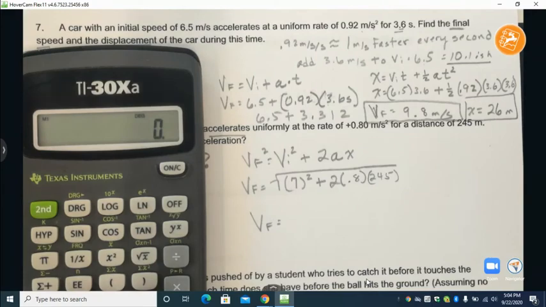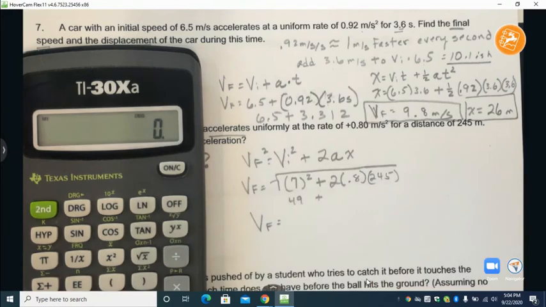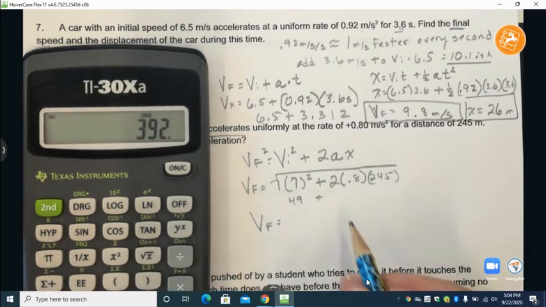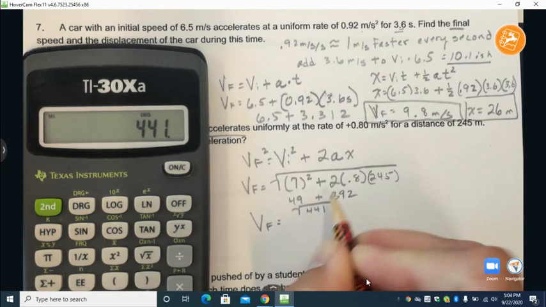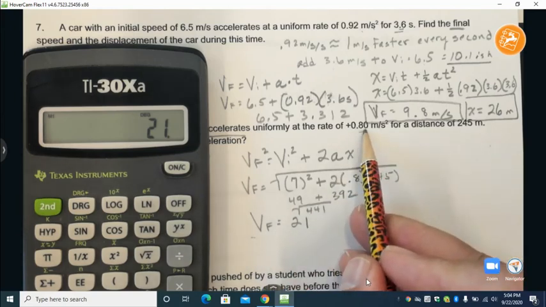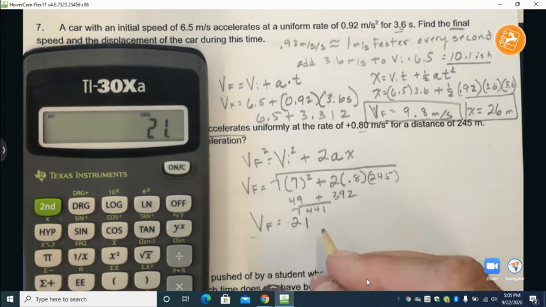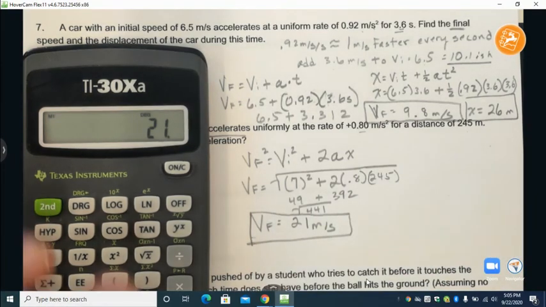All right, so we know this is 49, and we're going to add 2 times 0.8 times 245 equals, we get 392 plus 49 equals, and we want to take the square root of 441, so square root, and we get 21. And then we have two significant figures in that number, 7.0, so we'll report to 2. And it turns out that our calculator has already expressed that in two significant figures.